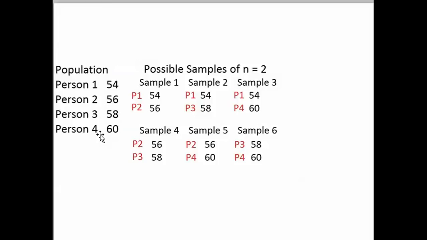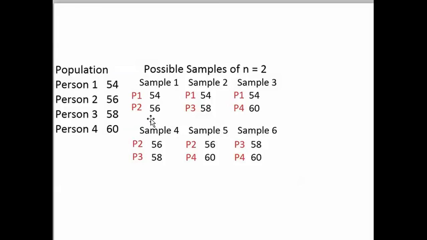At that point, I had no one left to pair with person 2, so I moved down to person 3, and I paired person 3 with everyone under person 3. The only person under person 3 is person 4, so 3 and 4 became my last sample. So basically what I did was 1, 2, 1, 3, 1, 4, 2, 3, 2, 4, and then 3, 4. And that gave me my 6 possible samples.